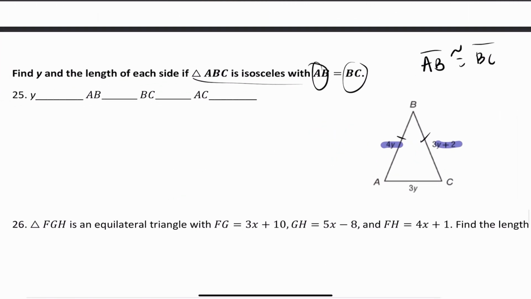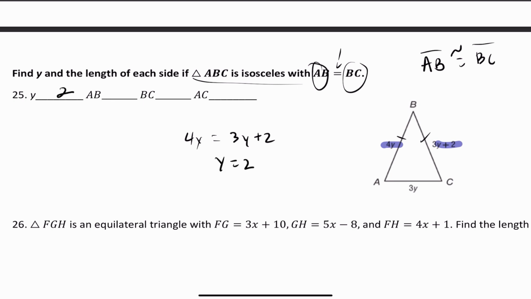So I do 4y is equal to, right? It's literally right there. Thank you very much. 4y is equal to 3y plus 2. So then, subtraction property of equality, y is equal to 2.